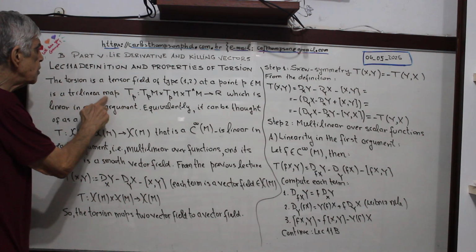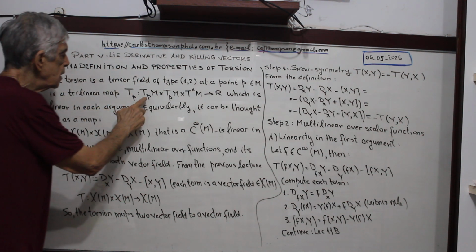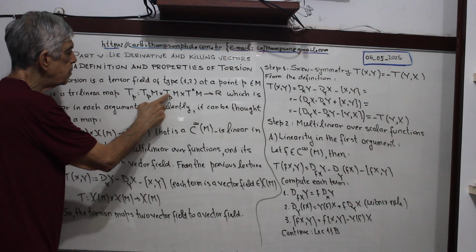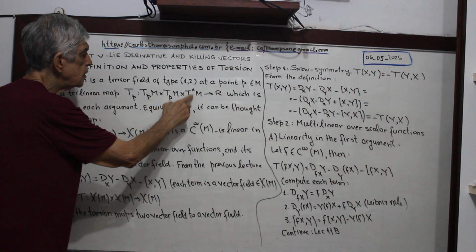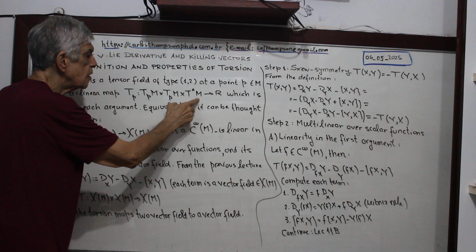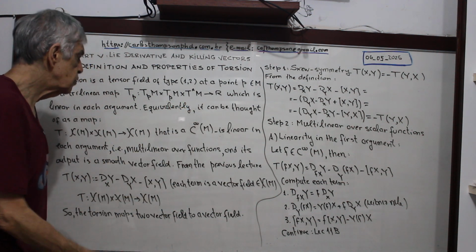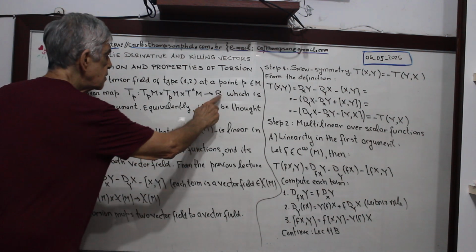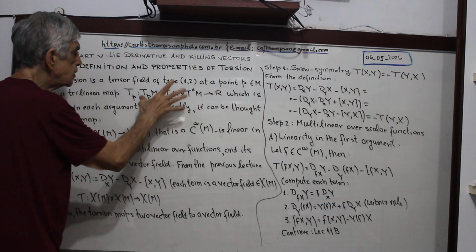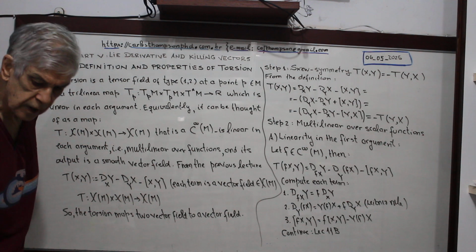This is a trilinear map, T_P: T_PM × T_PM × T*_PM → R. T*_PM is the cotangent space, a vector space in this case. This is R, the real numbers. You see, that's the definition of a tensor.